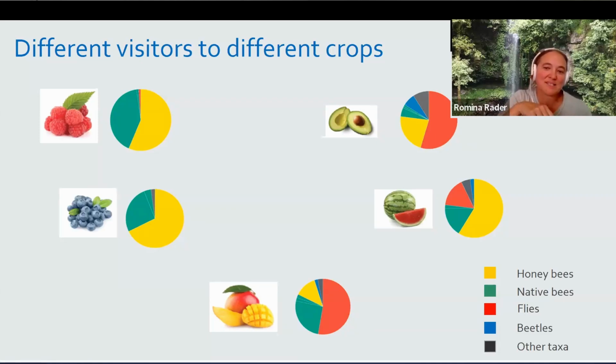And then watermelon's a bit of a mix, and that's mostly Queensland sites from Bundaberg all the way up to North Queensland and the Northern Territory. And that's where you get other taxa like beetles and flies and moths also visiting.